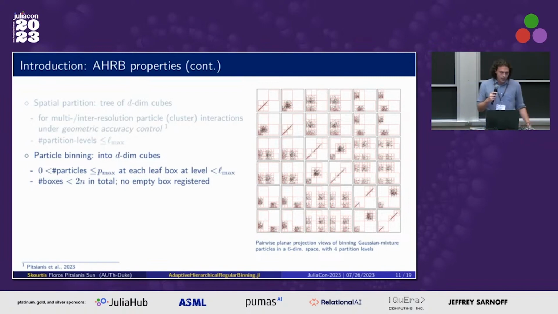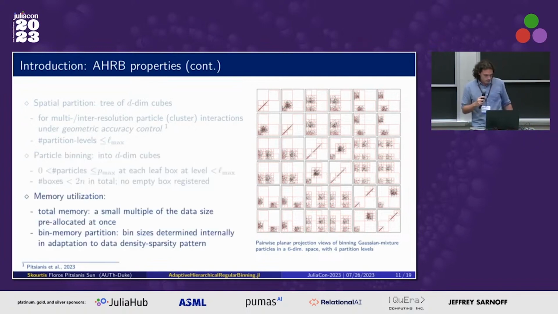Also, the total number of boxes will always be lower than 2n, where n is the number of particles, and no empty boxes will be registered. So in terms of memory, ARB allocates a small multiple of the input data size in the beginning, and each particle is relocated to the corresponding bin at runtime. So bin sizes are determined internally in adaptation to the data density.